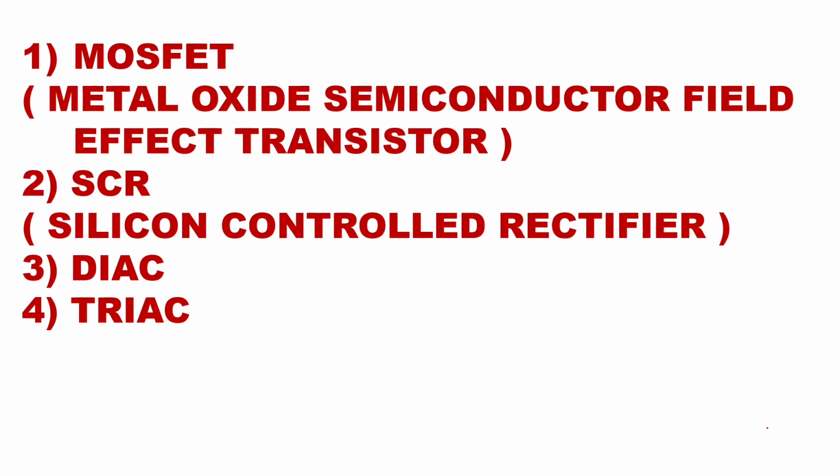First one is MOSFET, which is called metal oxide semiconductor field effect transistor. It comes under the group of FET. Now FETs are classified into two types: one is JFET, that is junction FET, and another one is MOSFET. So from that we are going to study what is MOSFET. Then second, we are going to study SCR, that is silicon controlled rectifier. Third we are going to study DIAC, and fourth we are going to study TRIAC.